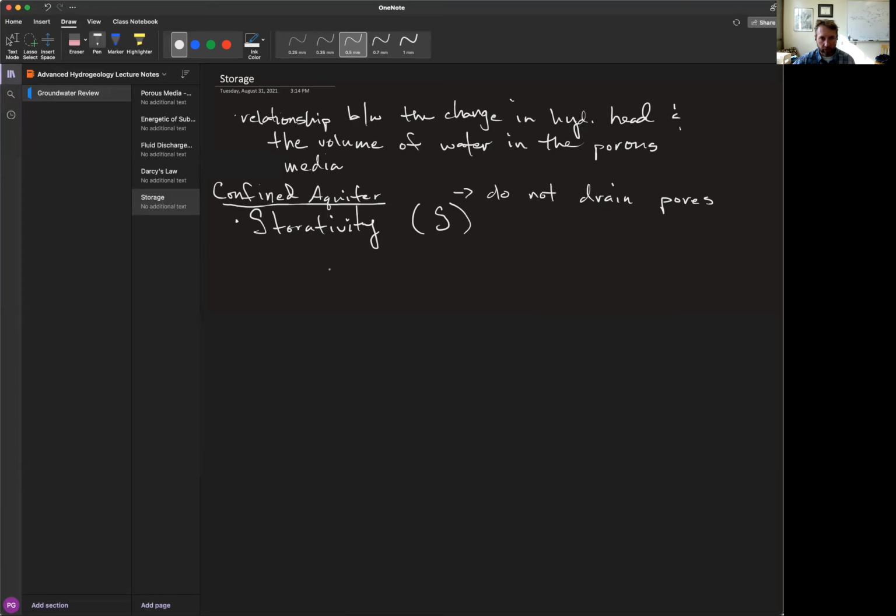So let's first define storativity. It's defined as the volume of water released divided by the volume of the head drop. And we'll talk about what this is in just a sec. So this is, let's just do the units, length cubed over length cubed. So this is unitless.